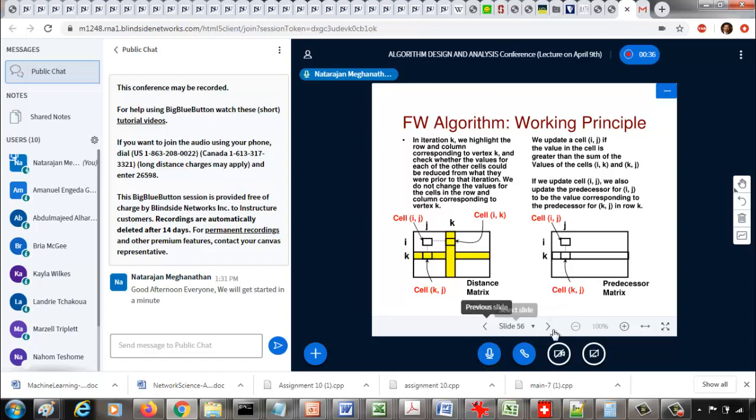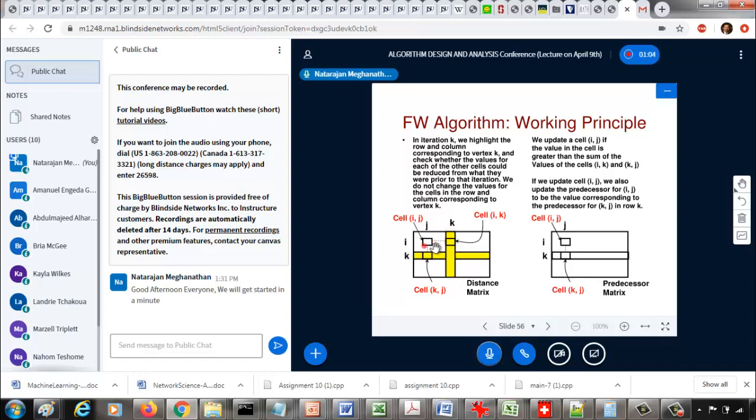So we go through iterations. In each iteration, we'll pick a vertex and see whether we can go through that vertex to reduce the shortest path estimate between any two vertices. So which vertex do we pick? We label the vertices as 1 through n. In the kth iteration, we pick vertex k. That means we highlight the corresponding column and row.